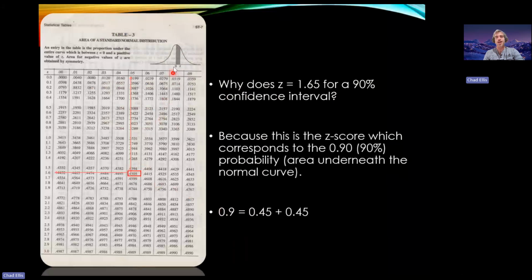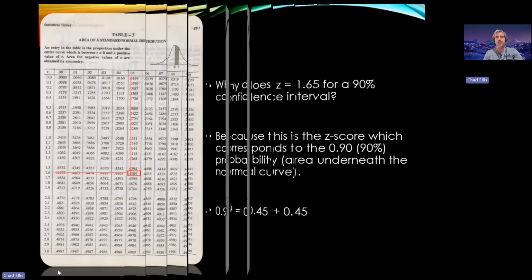So if you round that to 0.45, on both sides of the average value, if you add 0.45 to 0.45, that gives us 0.9. In other words, 90% probability corresponds to a Z value of 1.6. Add on 0.05, that gives you 1.65, a Z value of 1.65 for a 90% confidence interval. So that's where that Z value comes from.